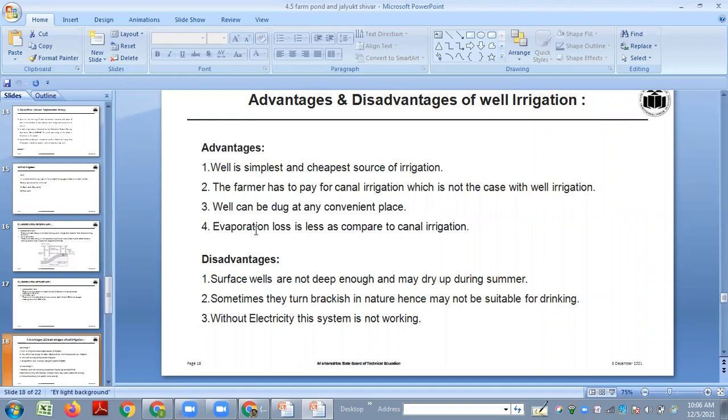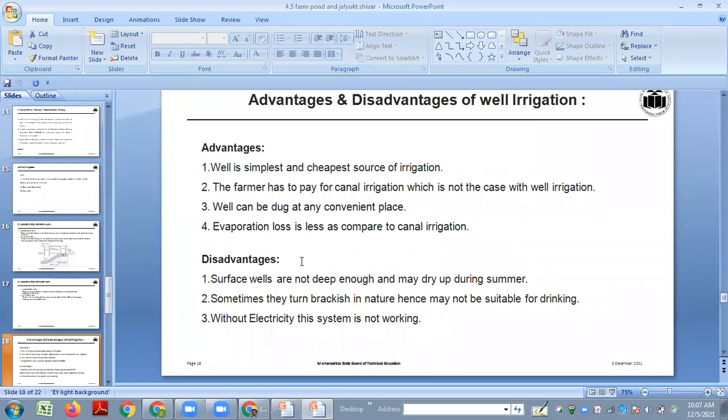So a well is the simplest and cheapest source of irrigation. The farmer has to pay for canal irrigation, which is not the case with well irrigation. In well irrigation you do not pay money to the government. These wells will be dug in your particular areas, at your own cost, so you are paying at your own and cannot pay to the government for this.